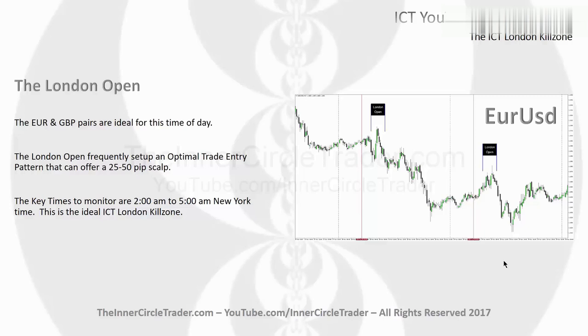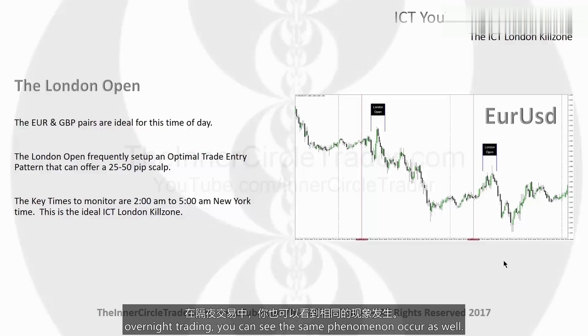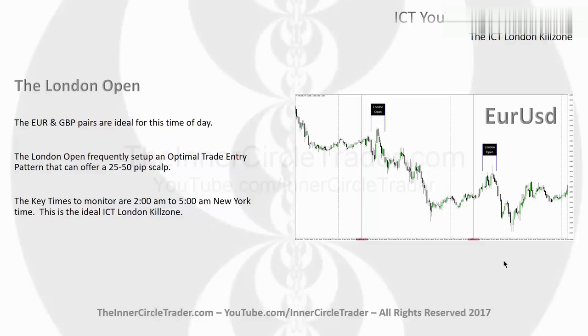Incidentally, you can anticipate things like this to occur in index trading. So if you're trading, for instance, the DAX, the FTSE, or the S&P 500 or Dow or NASDAQ futures contracts, overnight trading, you can see the same phenomenon occur as well. So it really isn't limited to just Forex.